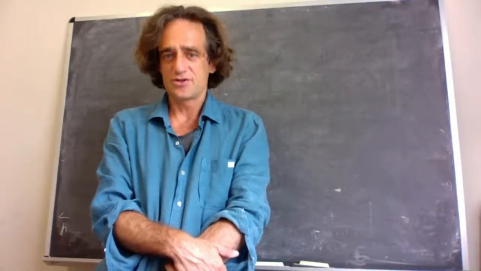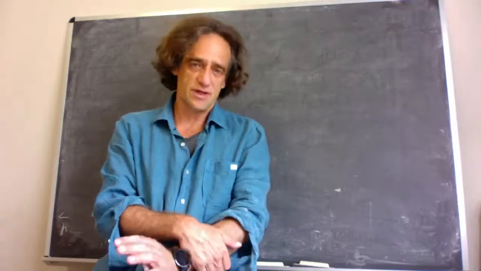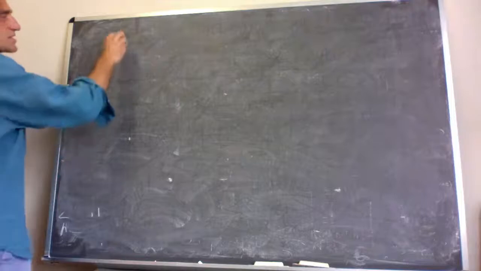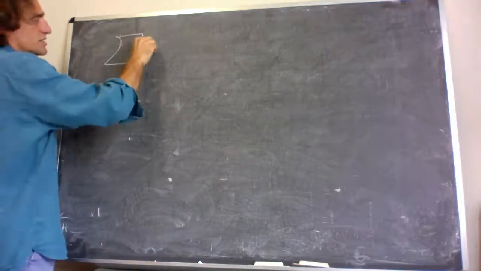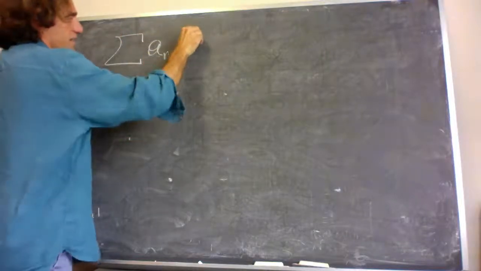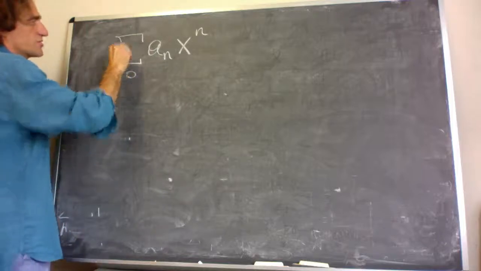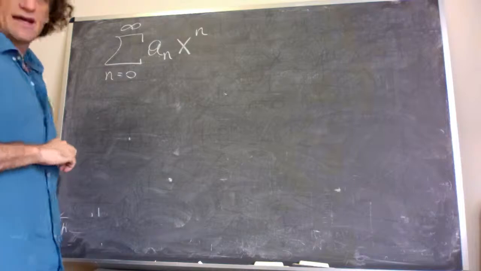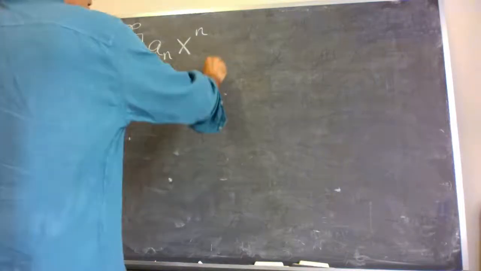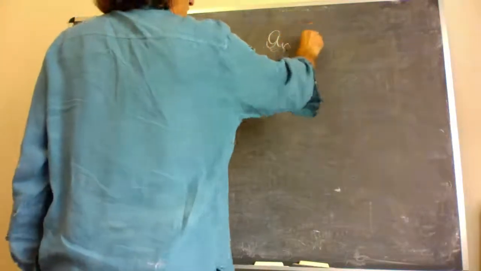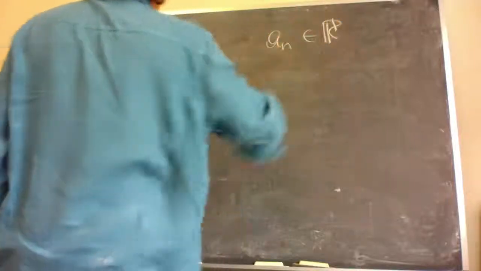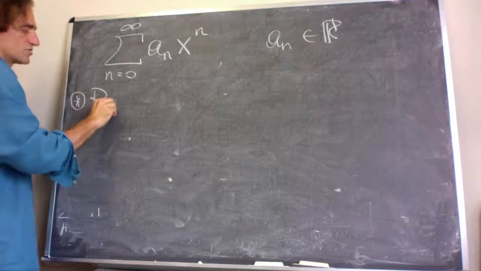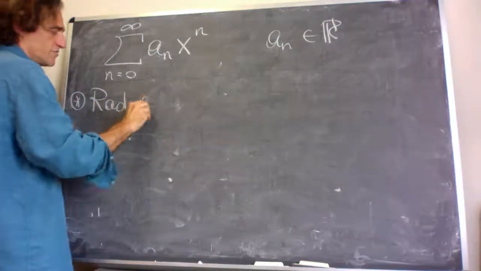Hello to everybody. So we are back with exercises on power series. I recall to you what is the framework of our exercises on power series. So we have series like this, sum of a_n x^n, going from 0, or from 1, it's not very important, to plus infinity, and a_n is real, and the main question is finding the radius of convergence.